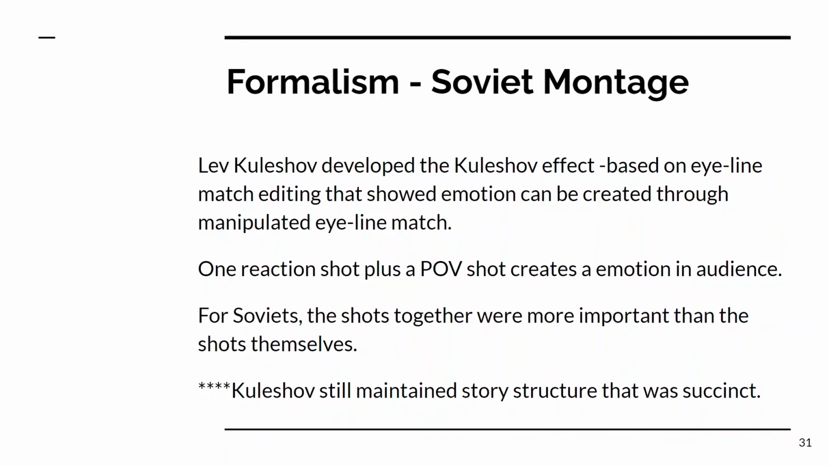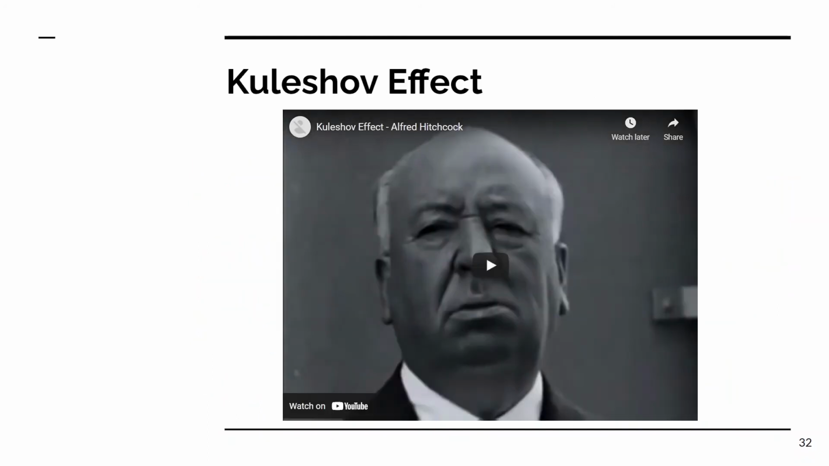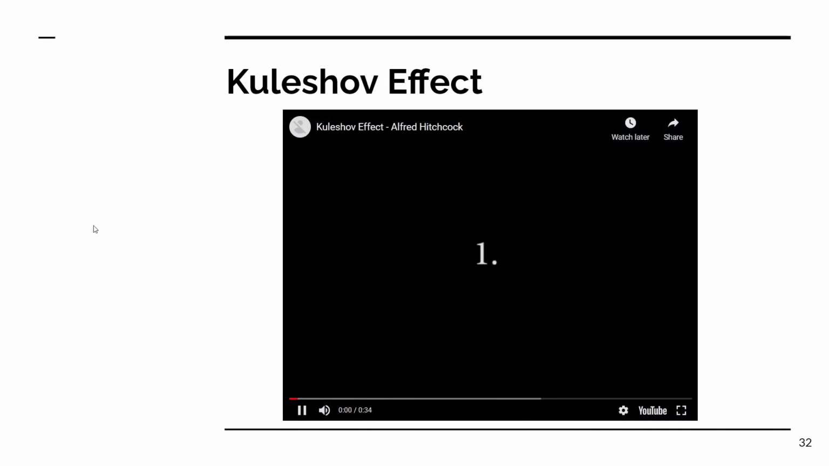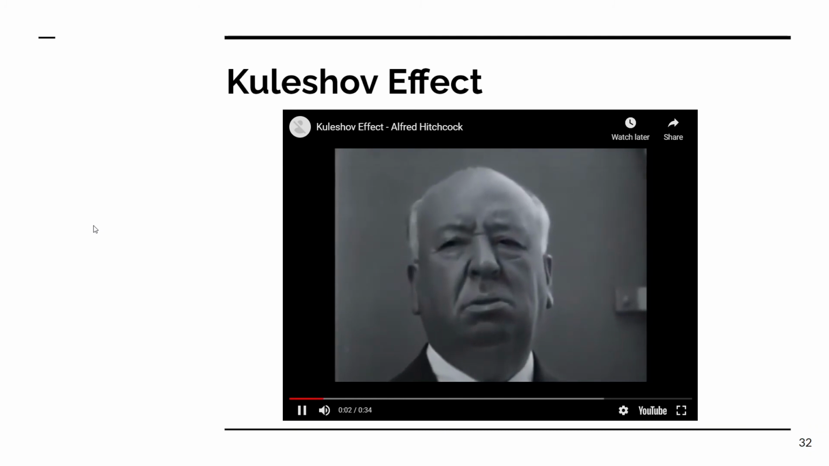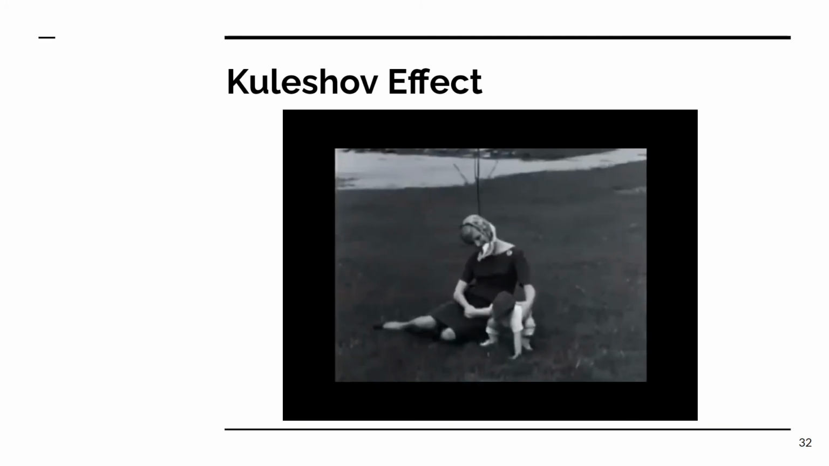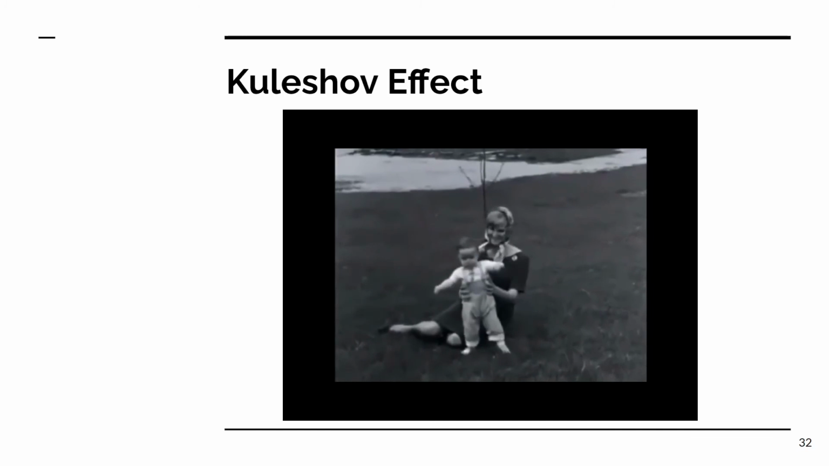So there were schools founded where they would take films and re-edit them and put them back together to try and form meaning through different styles of filmmaking. So, for instance, the Kuleshov effect. Just let this play through. It's pretty short. So we have this shot of Alfred Hitchcock. We cut to what he's looking at.